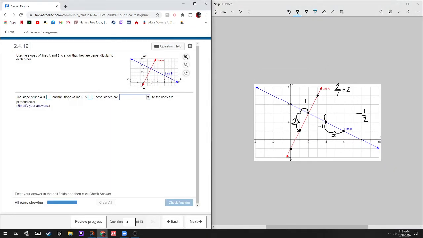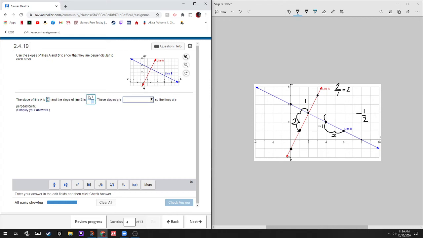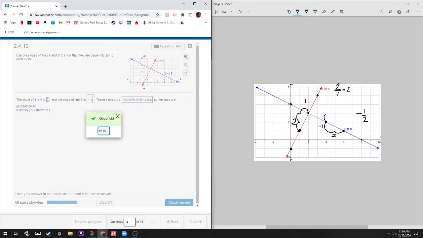So slope of line A is 2. Slope of line B is negative 1 half. These slopes are opposite reciprocals. So the lines are perpendicular. Perpendicular. Good job!